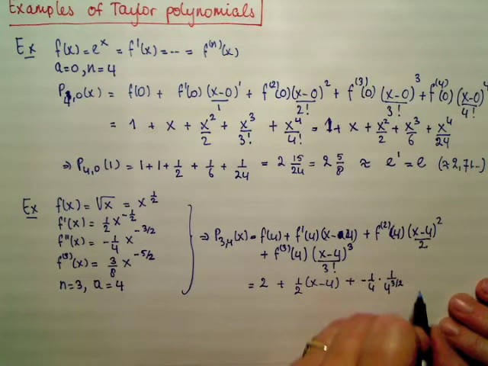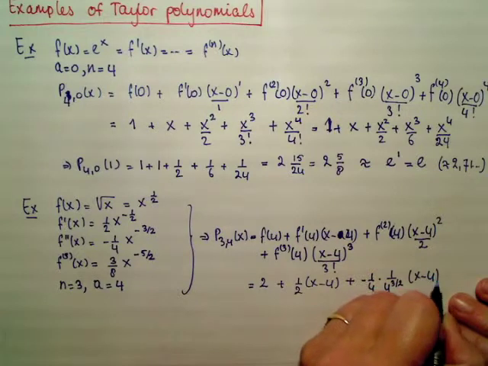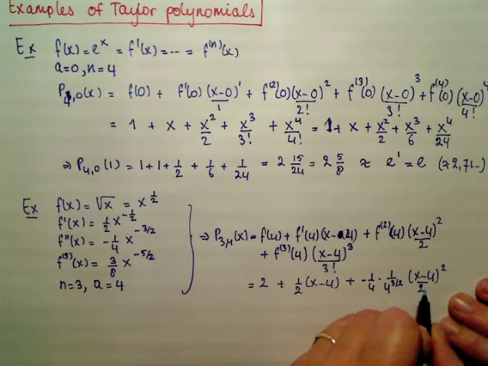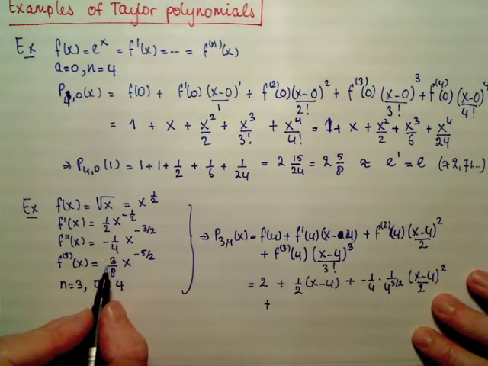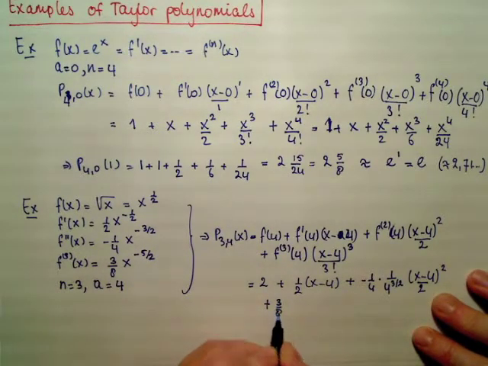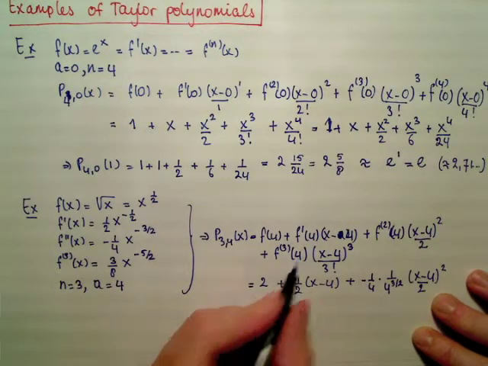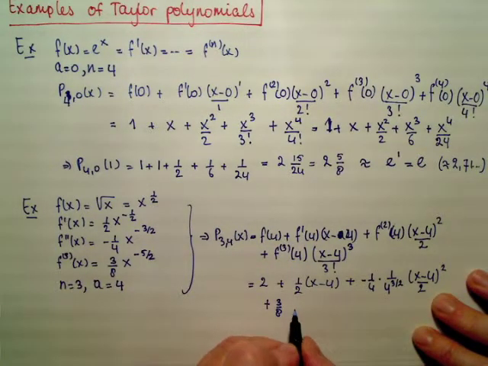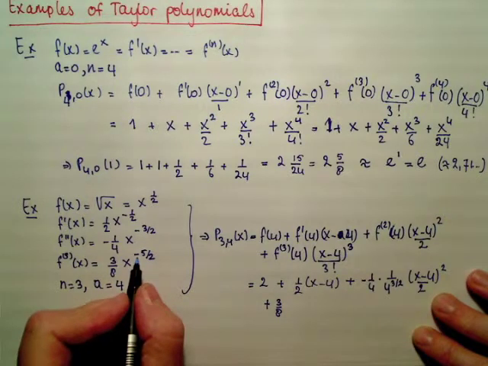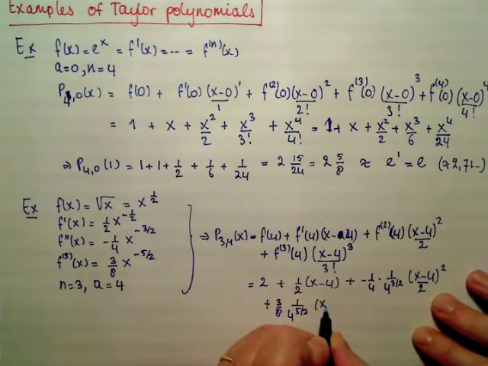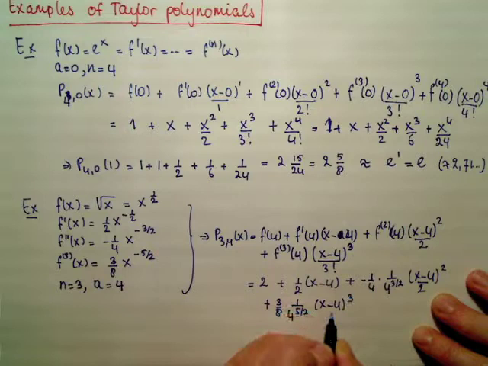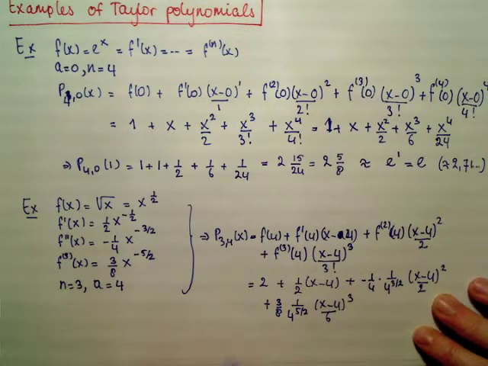So we will write it out in a minute. Multiplied by (x - 4) squared divided by 2, plus the third order derivative at the base point 4, which is 3 over 8 multiplied by 4 to the power minus 5 over 2, so it's 1 divided by 4 to the power 5 over 2 multiplied by (x - 4) to the power 3 divided by 3 factorial, 6. And so we can now write out all these terms.